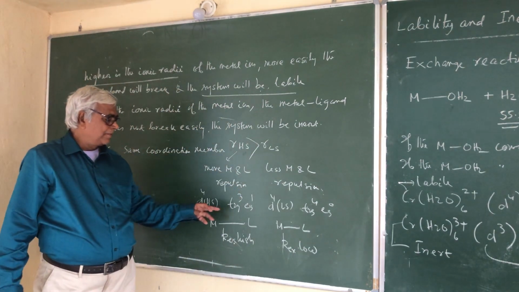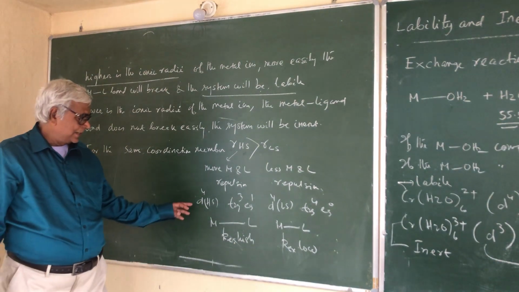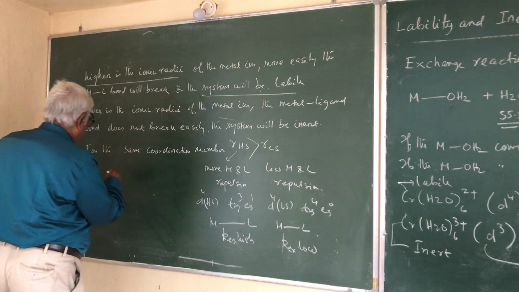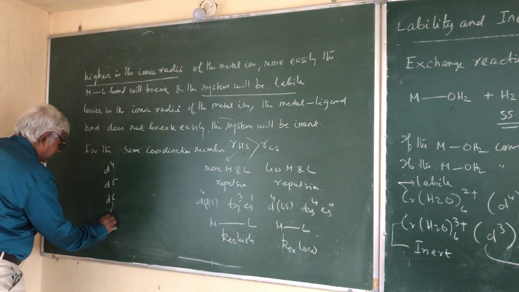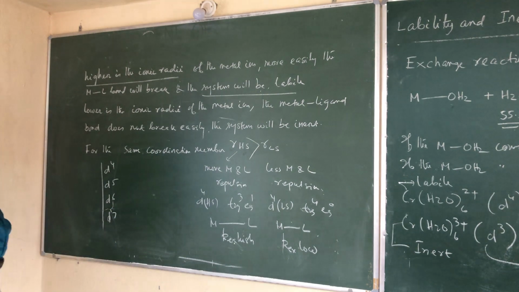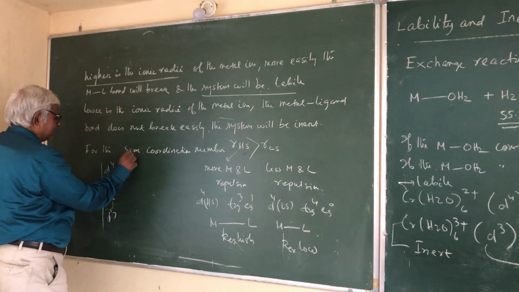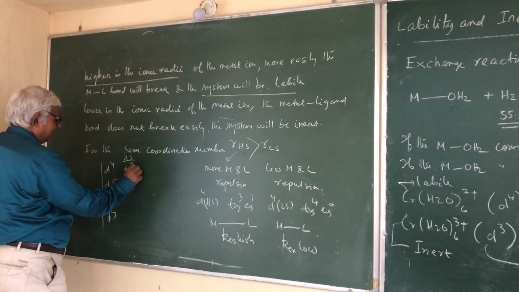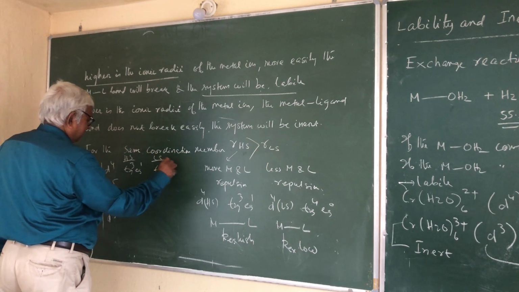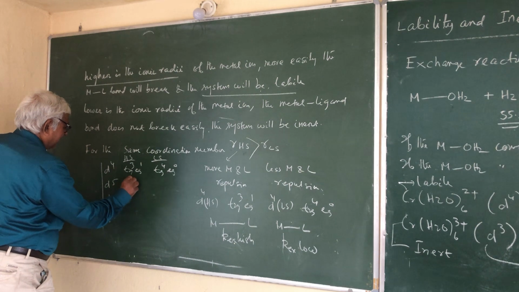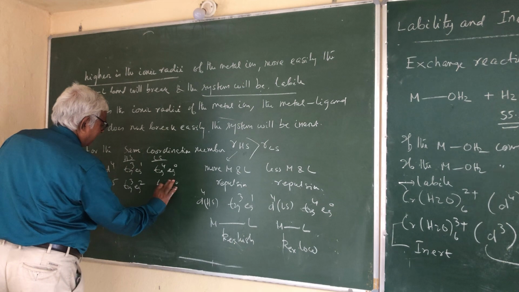Now for a high spin complex, mostly the eg orbitals are filled. Because for high spin only, you can compare d4, d5, d6 and d7. Only these four systems can have either high spin or low spin. In the high spin situation, d4 will be t2g3 eg1. In the low spin situation, this is t2g4 eg0. So d5 high spin will be t2g3 eg2, and low spin will be t2g5 eg0.